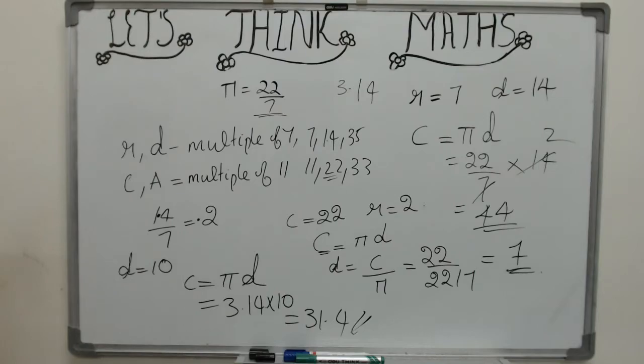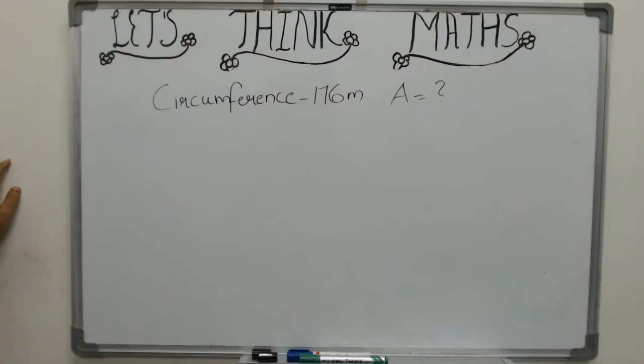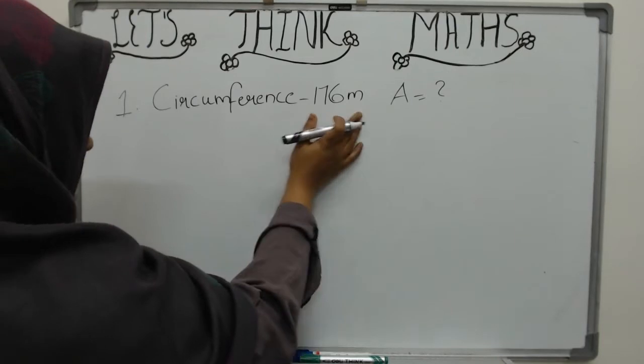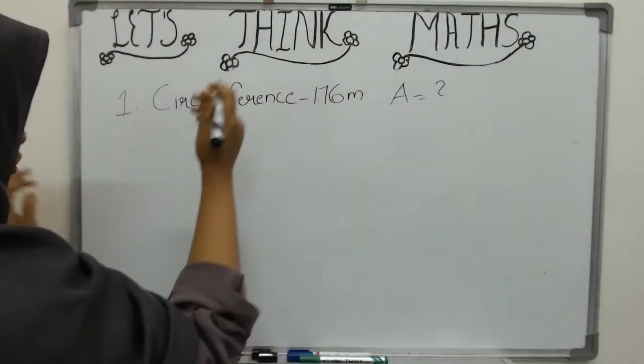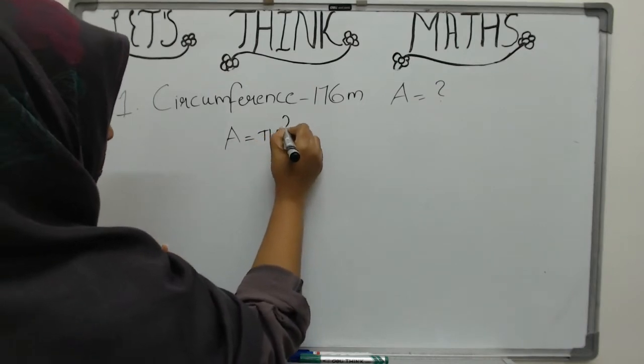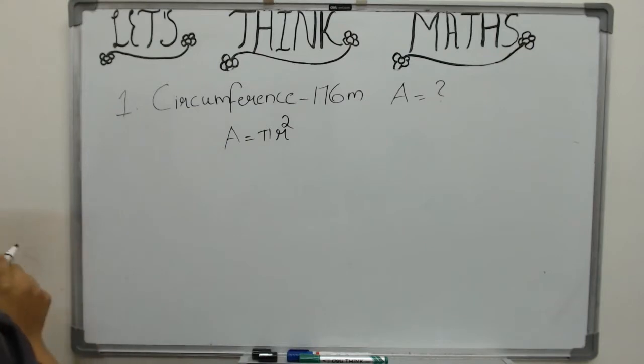Now let's go on to the practice questions. Now this is our first question. We are given the circumference. We don't know the area. We have to find it. For area, what do you need? You need to know what r is. You don't know what the radius is. So that is what you have to find out.